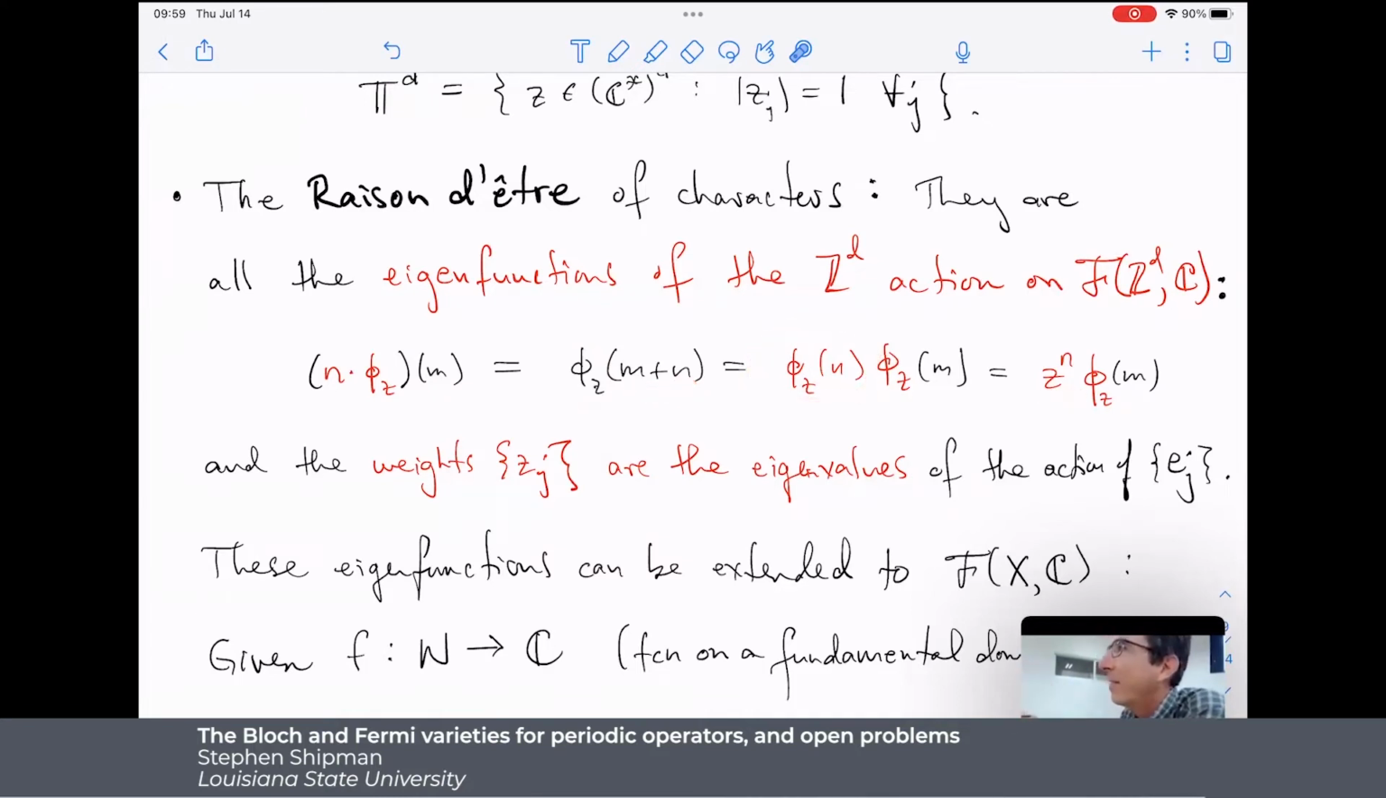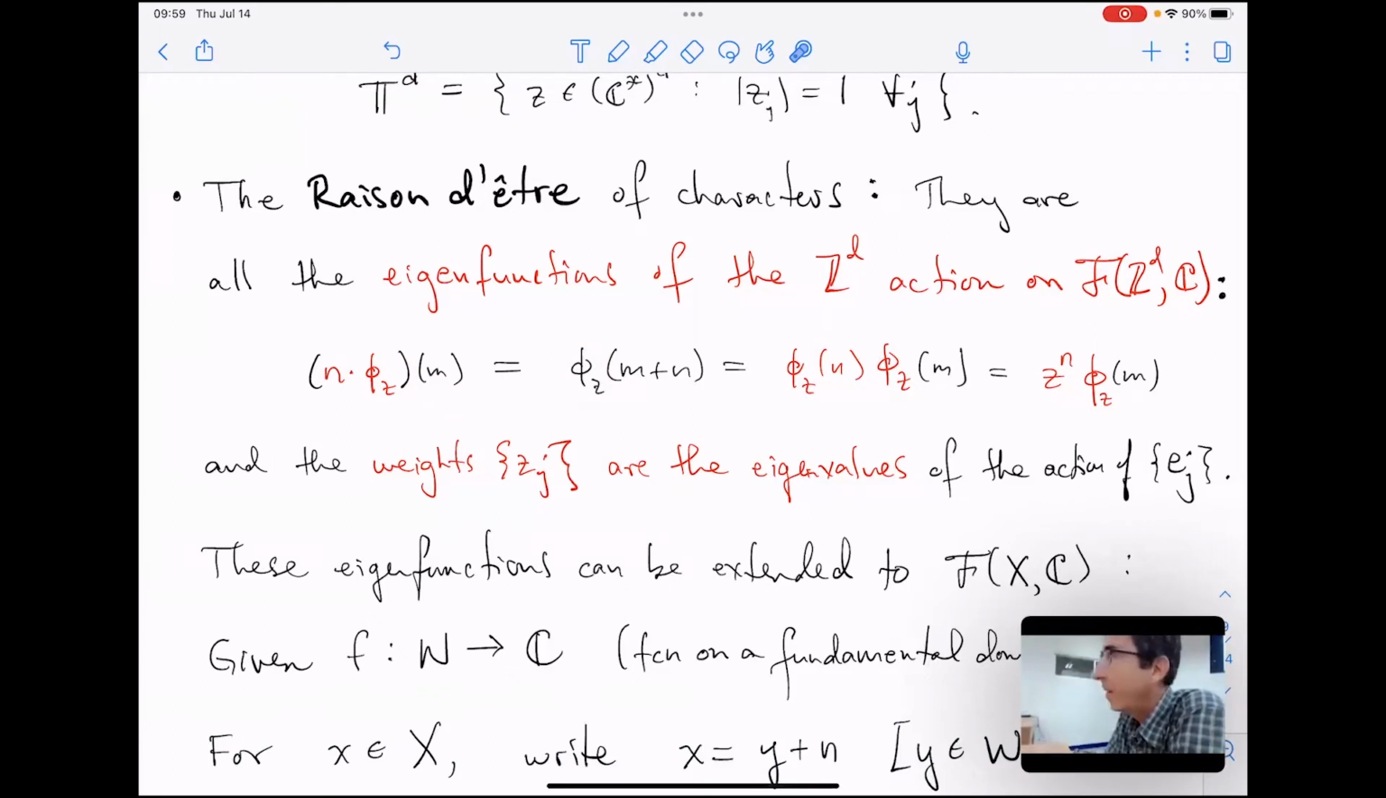That simple. It's so simple, it's deceptive. But this is the reason for existence of characters, as far as I'm concerned. Again, I'm going to repeat this. I take a character, which is a function on Z^d, but it's a special function. So special that if I act by n, it multiplies by z to the n. So it's an eigenfunction of the shift because it's a homomorphism. Homomorphisms are eigenfunctions of the shift. That's what homomorphism even means.